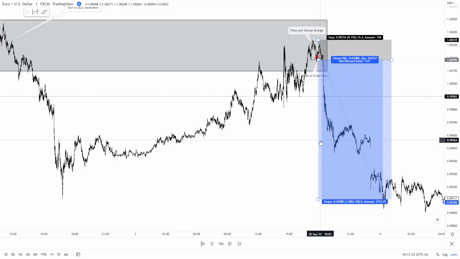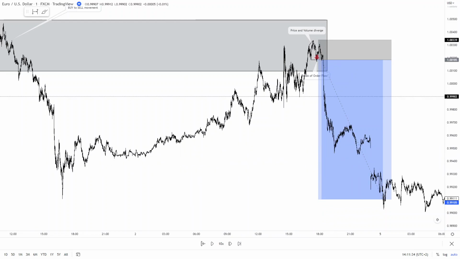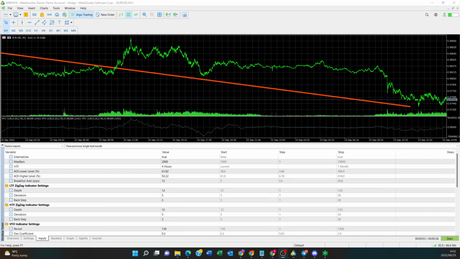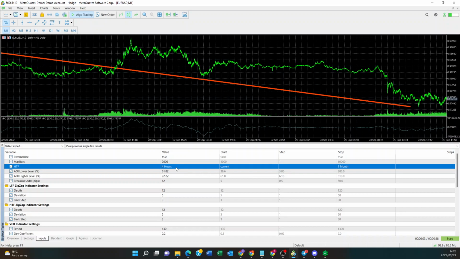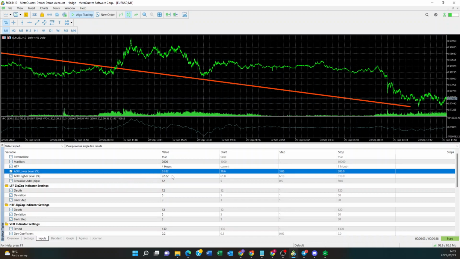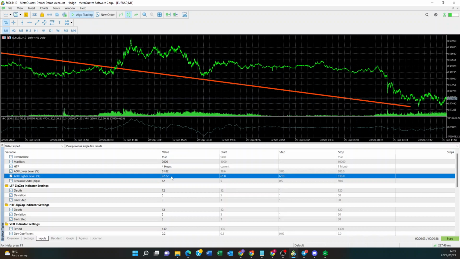Now let's hop into the next example on NZD CAD. Now we're back in MT5, and I just want to run you guys through the input settings real quick before we get into the example on NZD CAD. So I have set the higher time frame where the indicator is looking for buy to sells or sell to buys, also known as order blocks. On the higher time frame, it is looking at the 4 hourly, and then our area of interest is between the 61.82 and the 92.22% retracement.